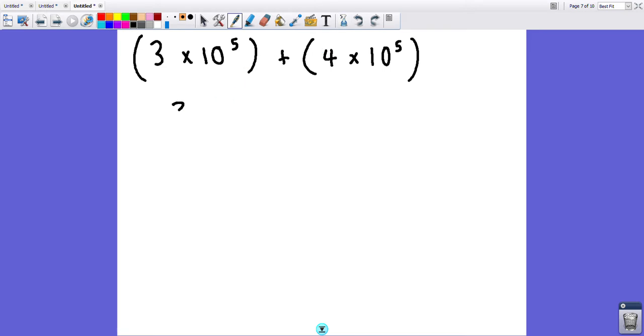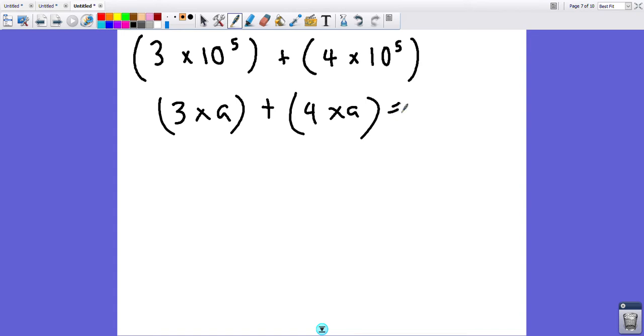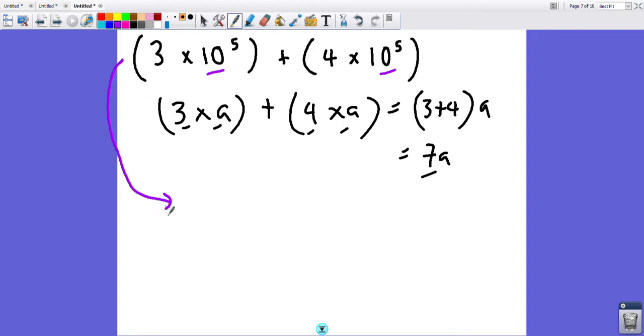Well, if we had 3 times by a plus 4 times by a, that would just equal 3 plus 4 lots of a. It would just equal 7a, because 3 lots of something plus 4 lots of something is just 7 lots of something. And the same thing still applies here. That something is not an a anymore, it's 10 to the 5, but they're both 10 to the 5, so this is pretty simple. We can just add the 3 and the 4 together. This will equal 3 plus 4, 7 lots of 10 to the 5.